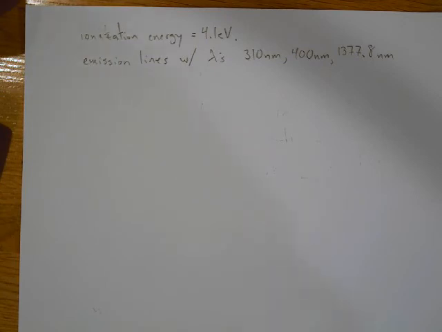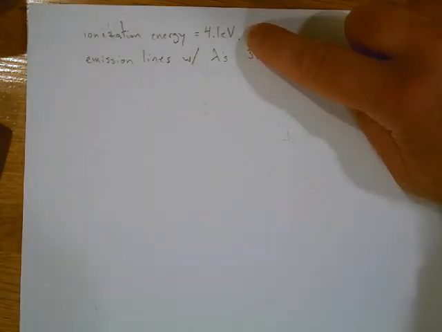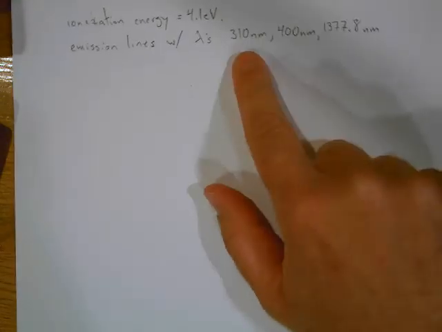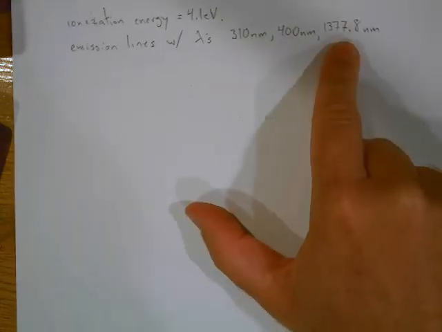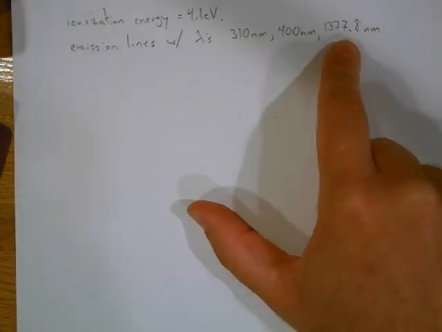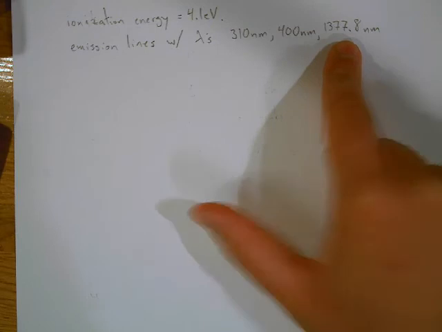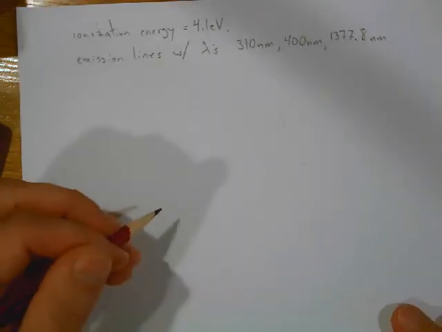We're doing problem 5 on the Bohr model worksheet. But here's the important information from the problem. It says the ionization energy for this atom is 4.1 electron volts, and then it has emission lines of 310 nanometers, 400 nanometers, and 1377.8 nanometers. You're supposed to create an energy diagram from that.